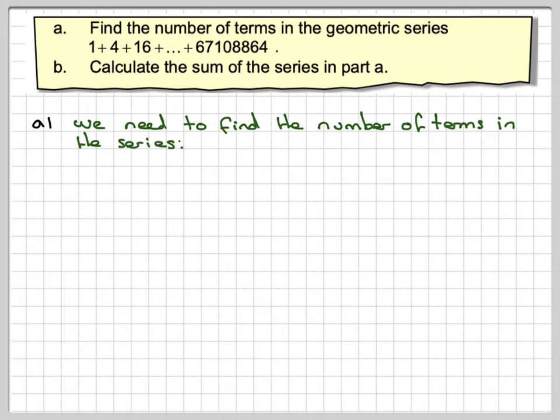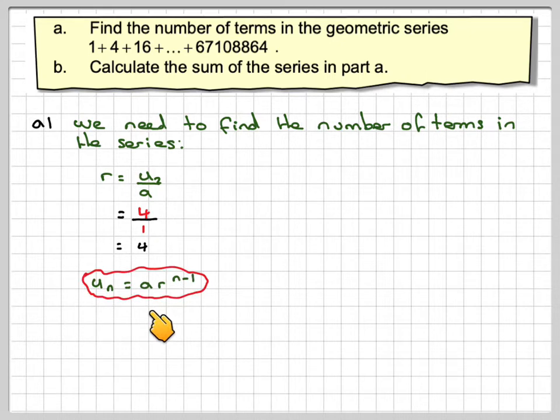Now, a geometric series is one where the terms are multiplied by the same amount. So 1 times 4 gives you 4, 4 times 4 gives you 16, and then so on. You can find the common ratio by just taking the second term and dividing it by the first term, or any two consecutive terms. So that's 4 divided by 1, which actually gives me 4. Now, any term of a geometric series is given by u_n is equal to the first term times the common ratio to the power of n minus 1.